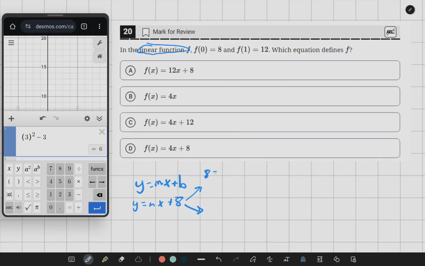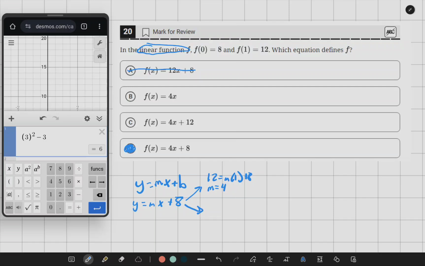So we can plug in 8 and 0. So m times 0 plus 8. Actually, we're not going to use that one since that was the one we used to find the b. So we'll use the other one. We have 12 equals m times 1 plus 8. And then we can subtract 8 from both sides, and you get m is equal to 4. So that tells us that you're going to have D as your correct answer.